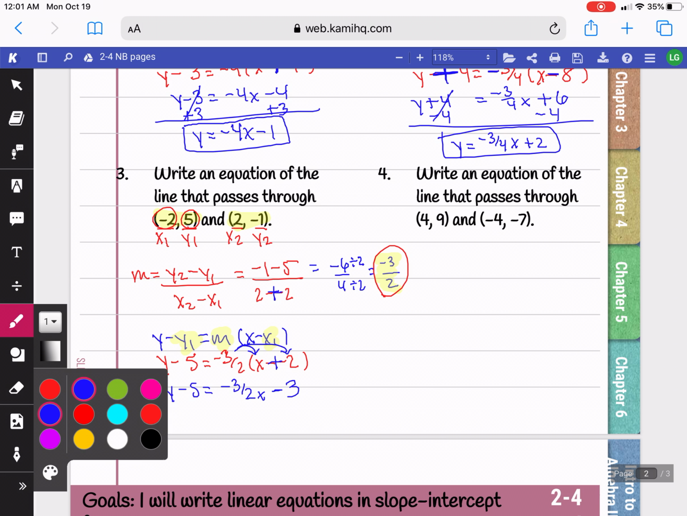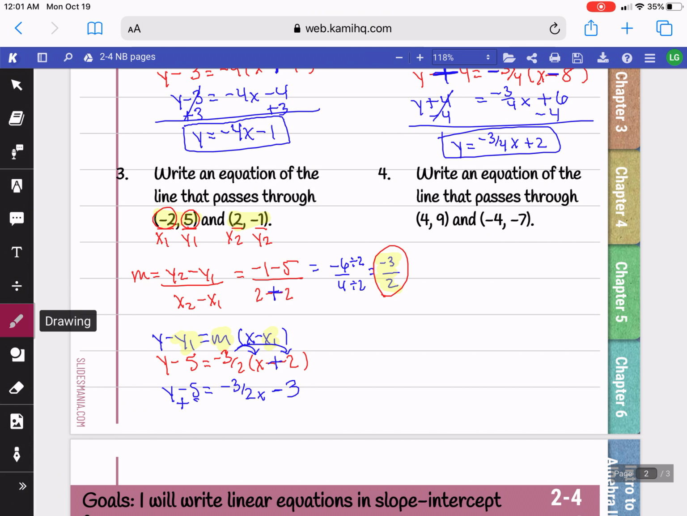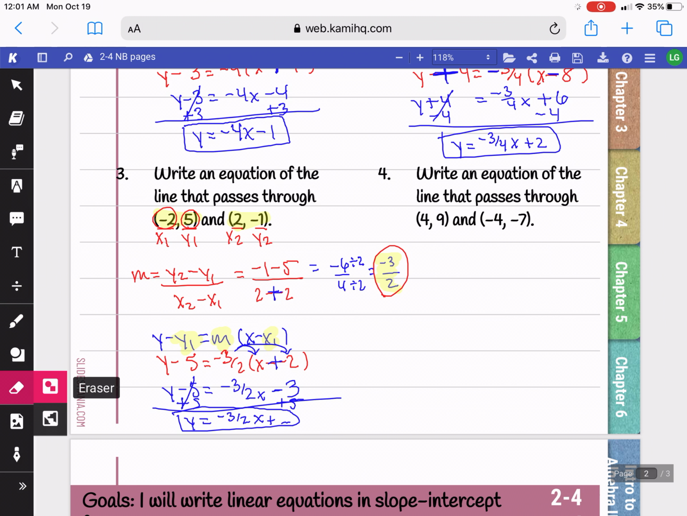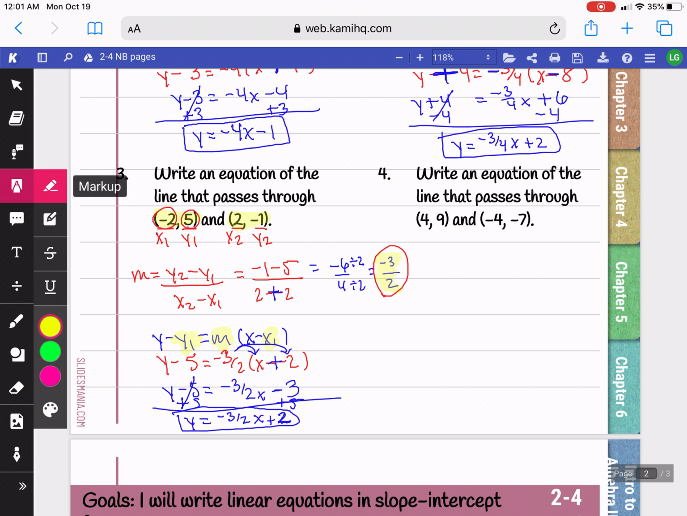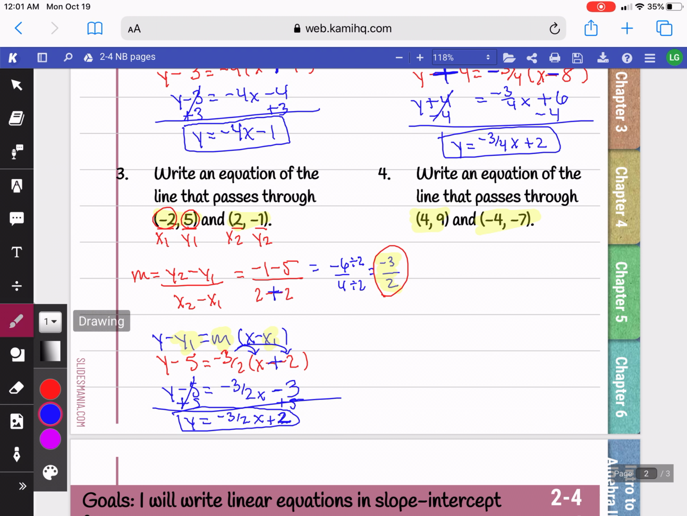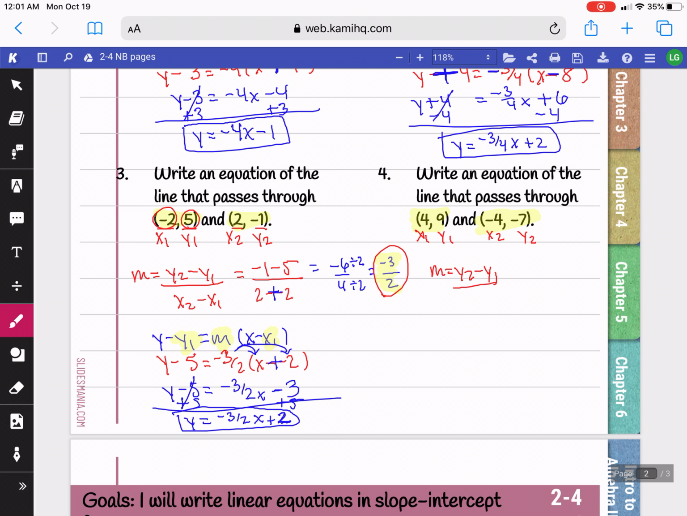And then my last step here would be to undo the minus 5 by adding 5 to both sides. So I get y equals negative 3 halves x. Negative 3 plus 5 is positive 2. So that would be my equation in slope-intercept form. Here on the next problem, they also gave us 2 points. So we're going to label our x1, y1 and our x2, y2. And we're going to have to start by finding the slope. So I'm going to use the slope formula.